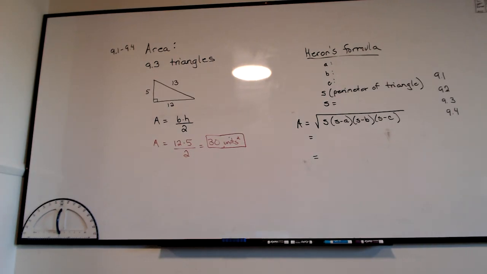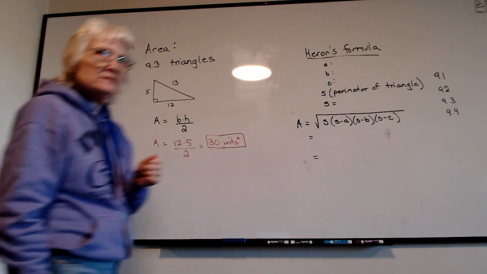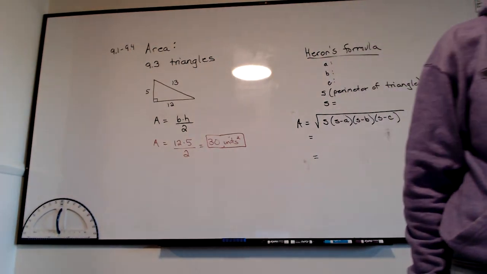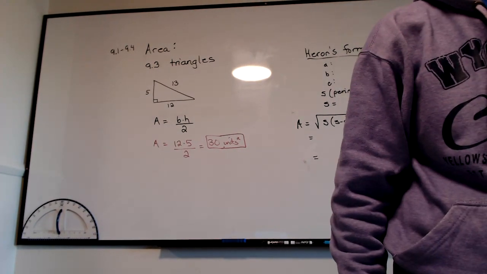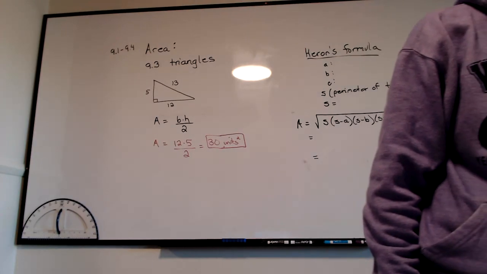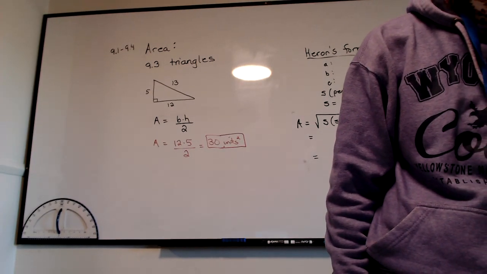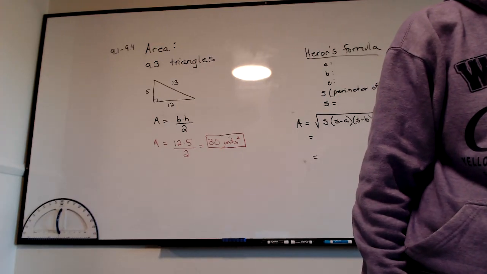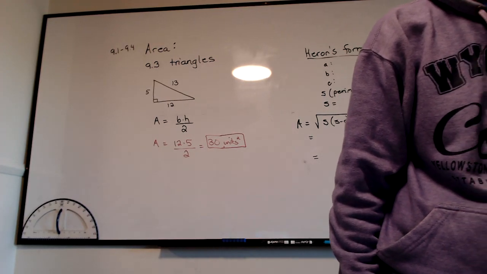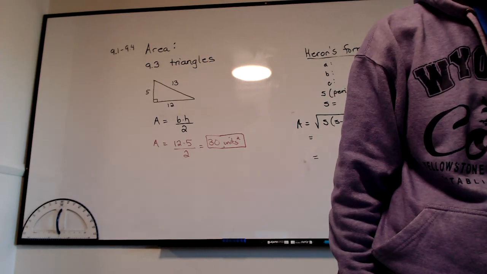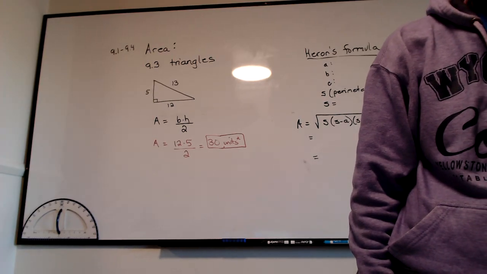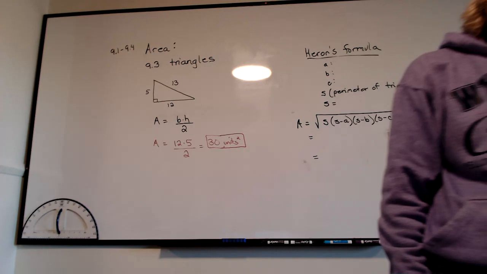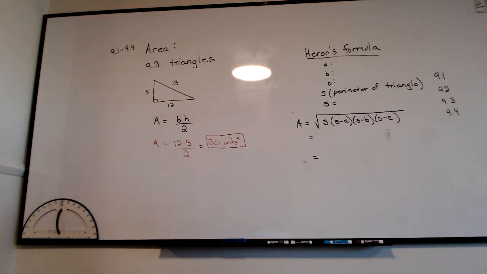So what'd you get? 30 times 25 times 18 times 17? Is that right? Is that what you got? Yeah, that sounds right. Let's see. 221,500. And then the square root of it. Make sure I did that right. 39.